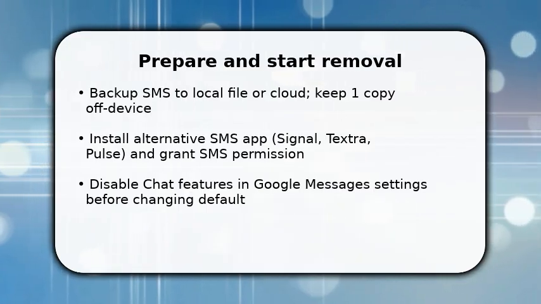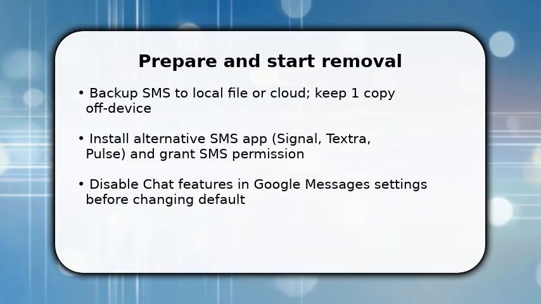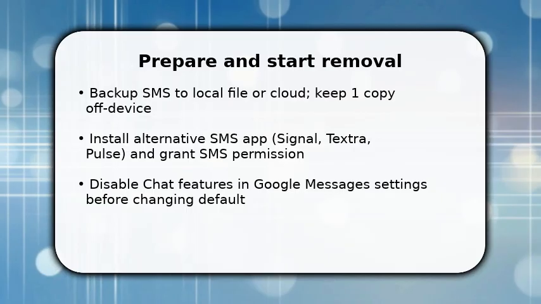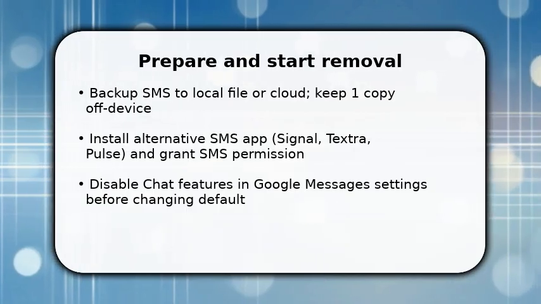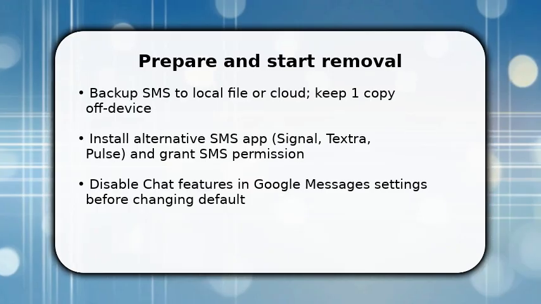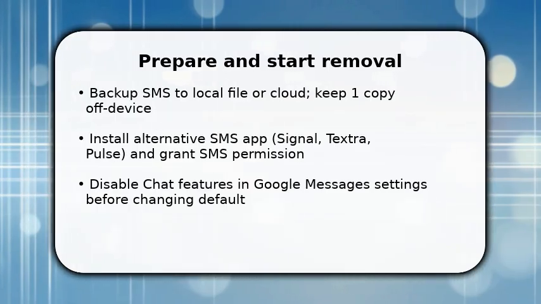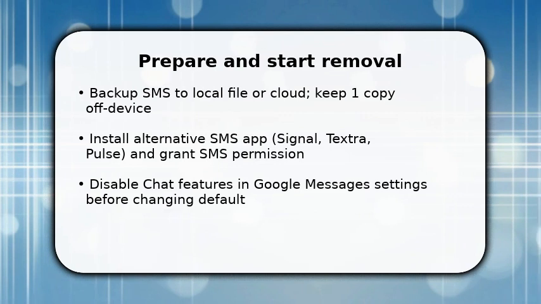Once the replacement is ready, open Google Messages, go to Chat Features, and turn them off. This removes RCS handshakes. Then change the system default SMS app to your new app. You're now ready to remove Google's messaging layer.